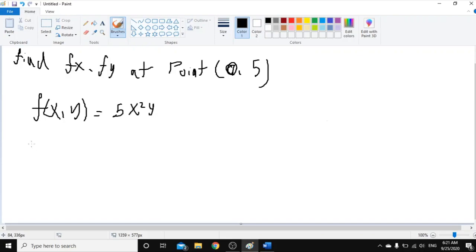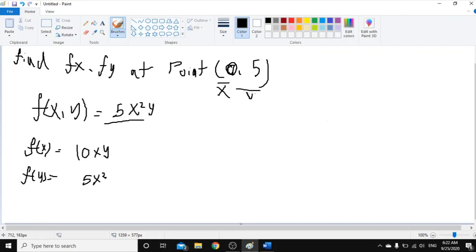So first we need to take both partial derivatives, f of x and f of y. The partial derivative with respect to x is 10xy, and f of y, the partial derivative with respect to y, is 1, so what's left here is 5x squared. After we made the partial derivatives, we need to fill in the point right now. So here 0 is x and y is 5.